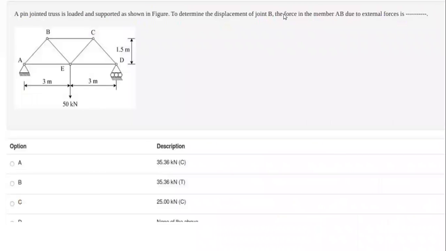Next, a pin jointed truss loaded and supported as shown in figure. To determine displacement of a joint at B, the force in member AB due to external force is, means we have to find out P force in member AB. So for P force, the initial step is finding the reaction due to the external load. As loading is symmetrical, this vertical reaction is W by 2, so that will be 25 kilonewton, and as no horizontal loading is acting, the horizontal reaction at A will be 0.